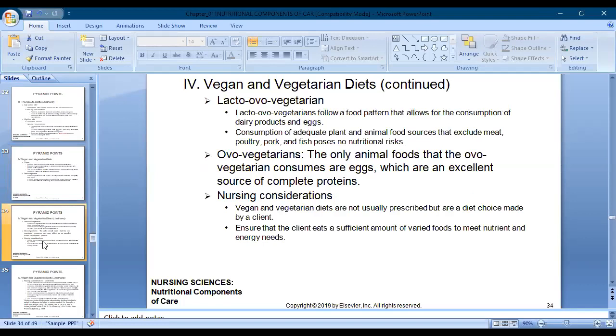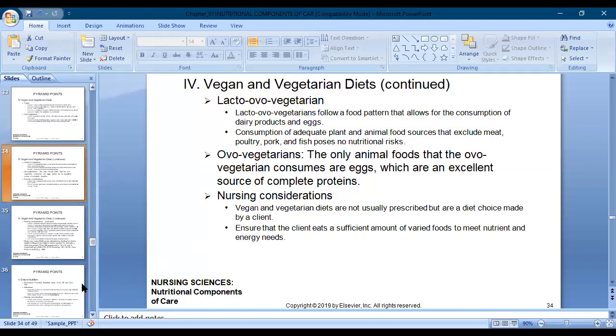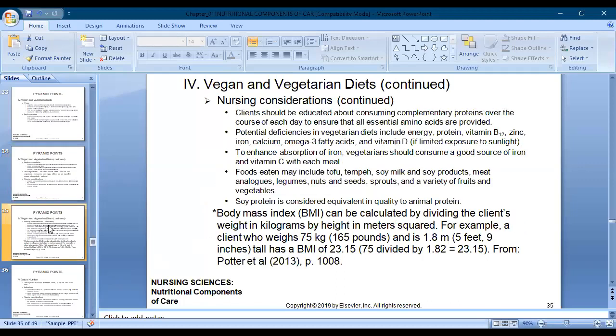Also, the only animal food that ovo-vegetarians consume is eggs, which are an excellent source of complete protein. So eggs are food with 100% absorbability, right? This is a very good source of protein. There is also some basic information we have to know. I believe if you read, you can understand very easily.